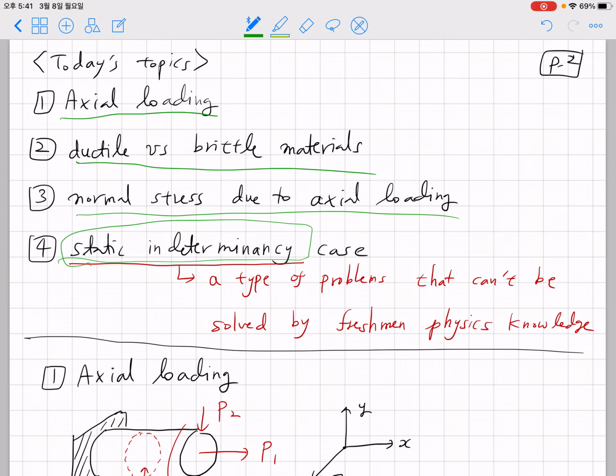What I mean by statics is obtaining the force equilibria and moment equilibria by solving for unknown forces and torques. That's what we call statics. And there are types of problems which cannot be solved only with statics, and can only be solved by considering the material deformation. Okay, so we'll get into the detail of static indeterminacy soon.